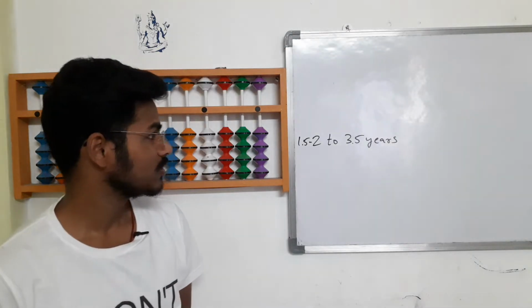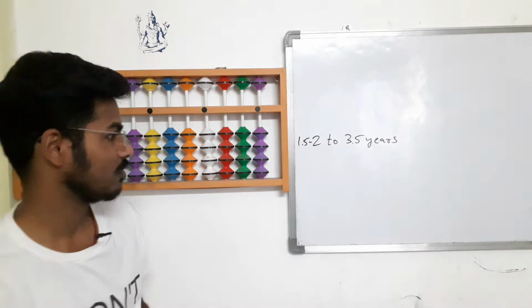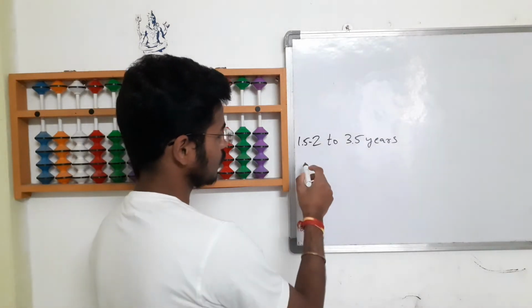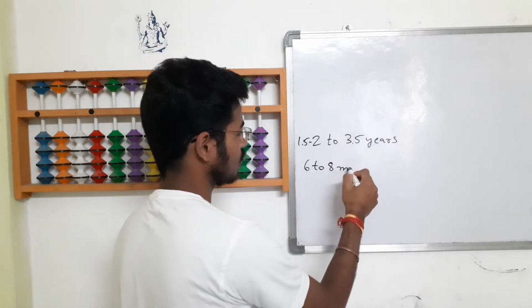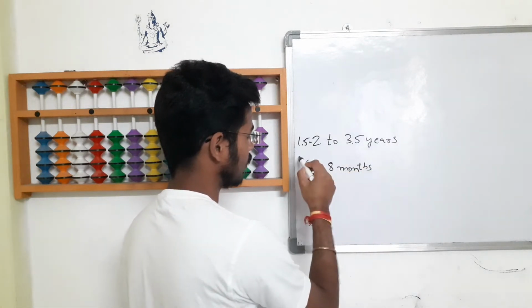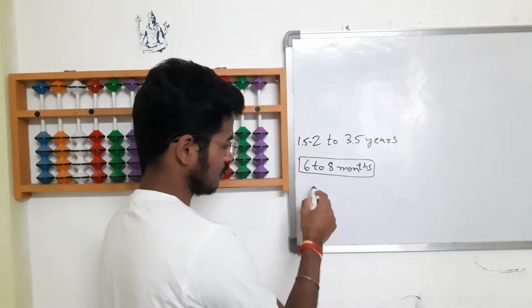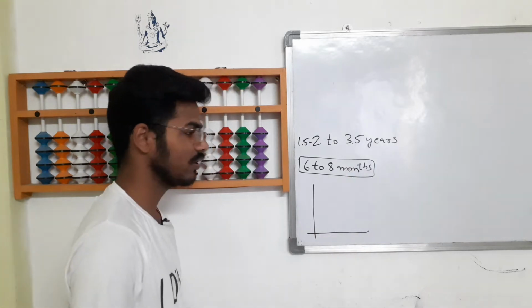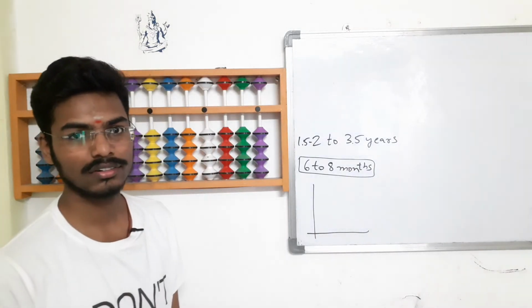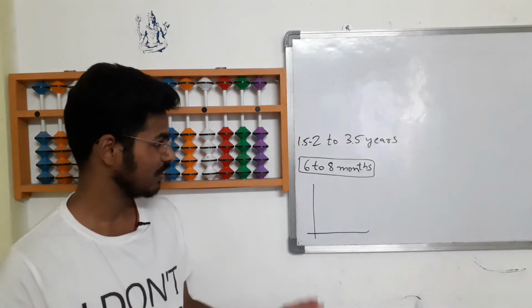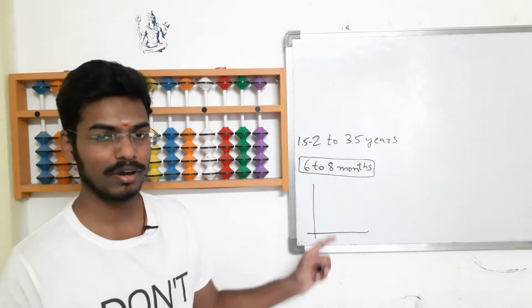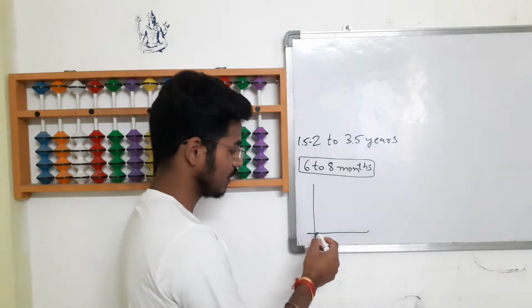The problem is, in Abacus there's one problem. In the first 6 to 8 months, what happens is you already know how to solve the calculation using the school method, which you have learned in your school. But initially when you are solving questions using Abacus, you will decrease your speed.